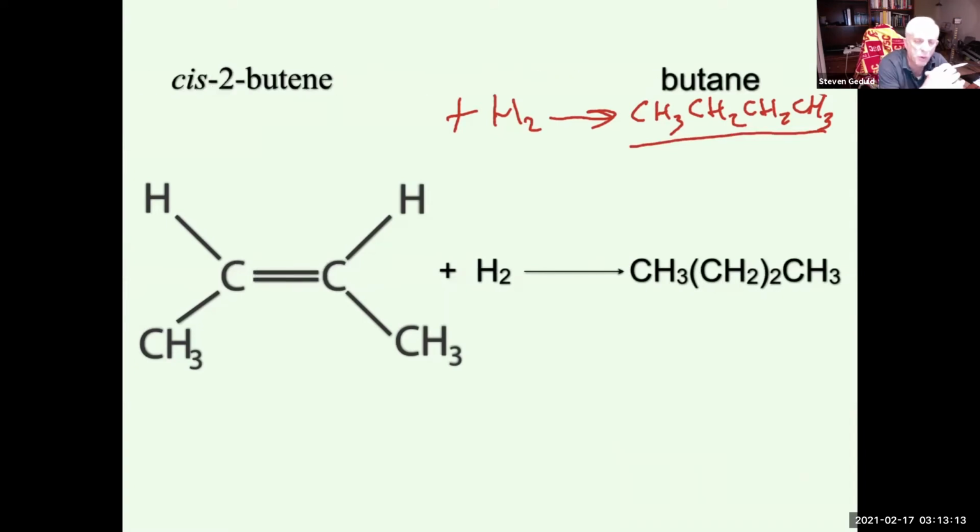So if I had 1-butene or cis-2-butene, the product is exactly the same. So any compound, no matter where you put the double bond, if you're going to add hydrogen, it becomes the exact same thing. Just getting rid of the double bond to make the exact same product, no matter where that double bond is in that compound.